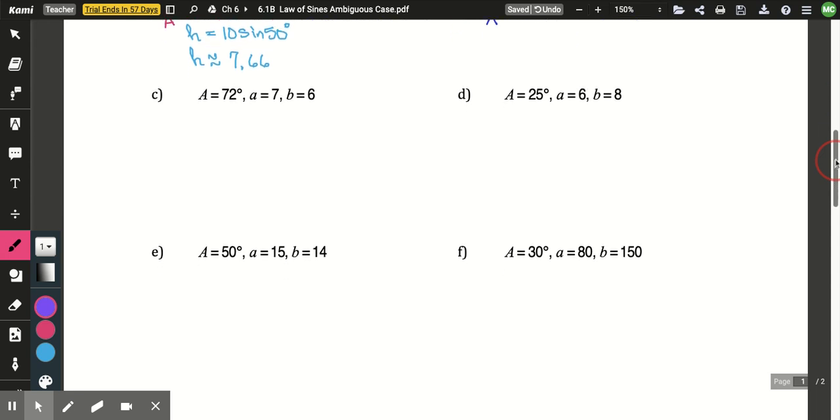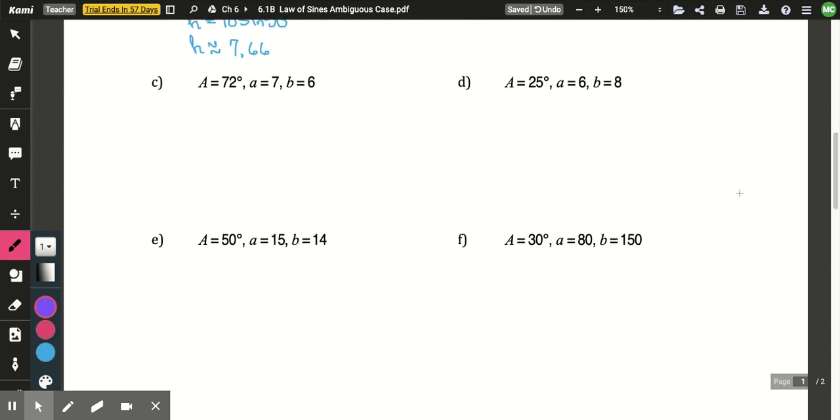Okay, so we're going to try that with some of these others here. I think I'll do one more with you, and then you'll try the other three on your own. So I think the one I want to try with you is maybe this one. No, let me do a different one. Let's do this one over here. Okay, so we're doing F together here.